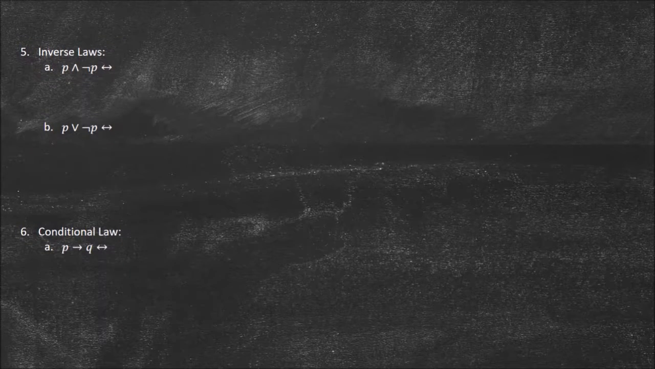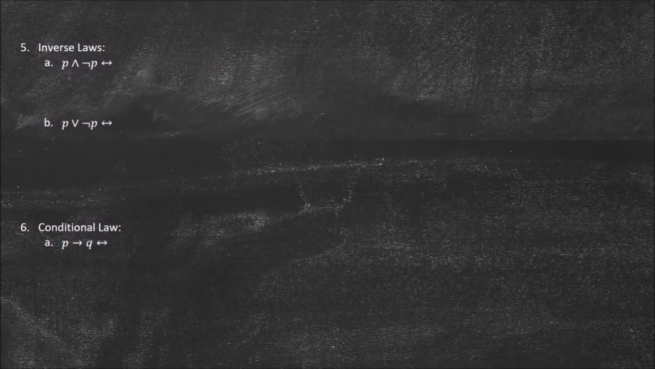Okay, so now inverse laws. P and not P. Think about this one for a second. When is that going to be true? P and not P is never going to be true. It's just a contradiction, because I can never have P be both true and not true at the same time. So now P or not P. Well, that's just always going to be true, right? Because I have to have one or the other. P has to be true or it has to be false.